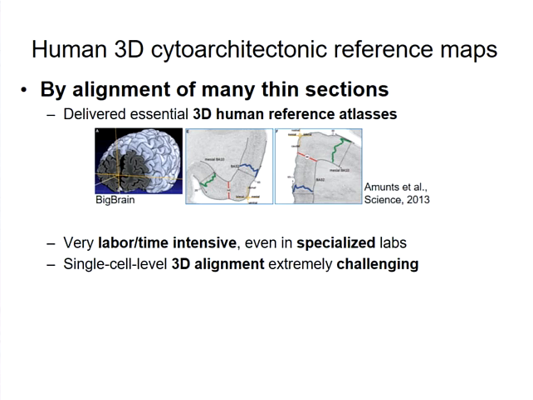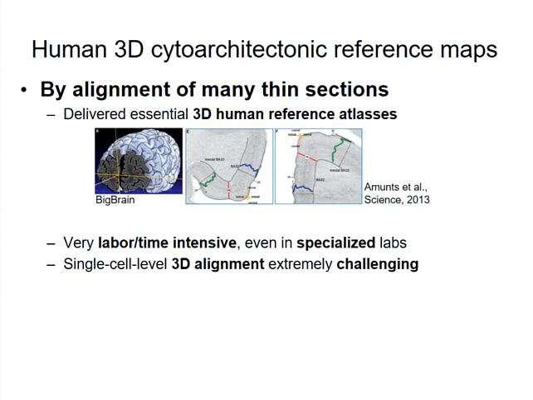As we've seen in the previous talk and also in the wonderful symposium this morning, it's essential nowadays to try and get 3D cytoarchitectonic reference maps, especially in the human. And one way to do that, as was nicely presented just now, is by the alignment of many thin sections, and the big brain is a beautiful example of that.